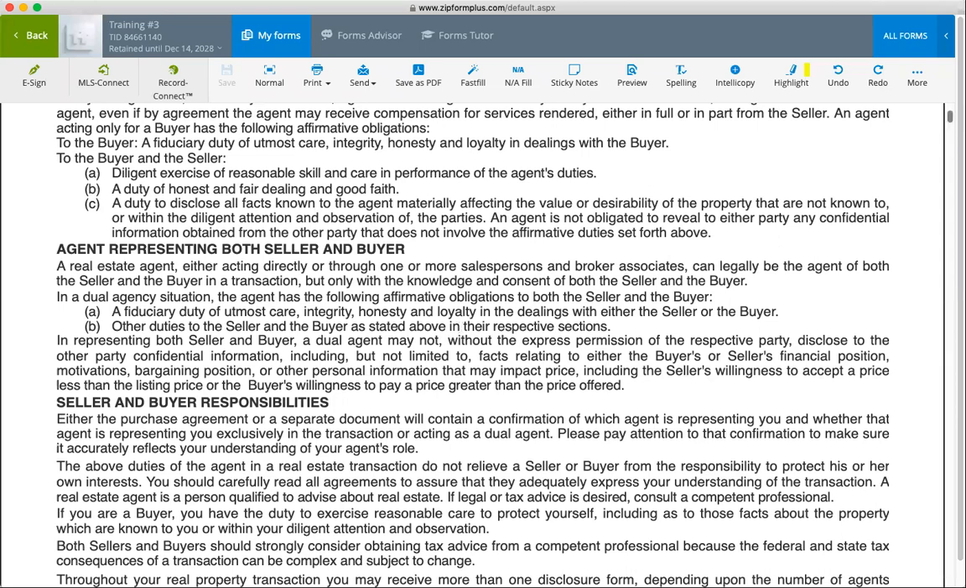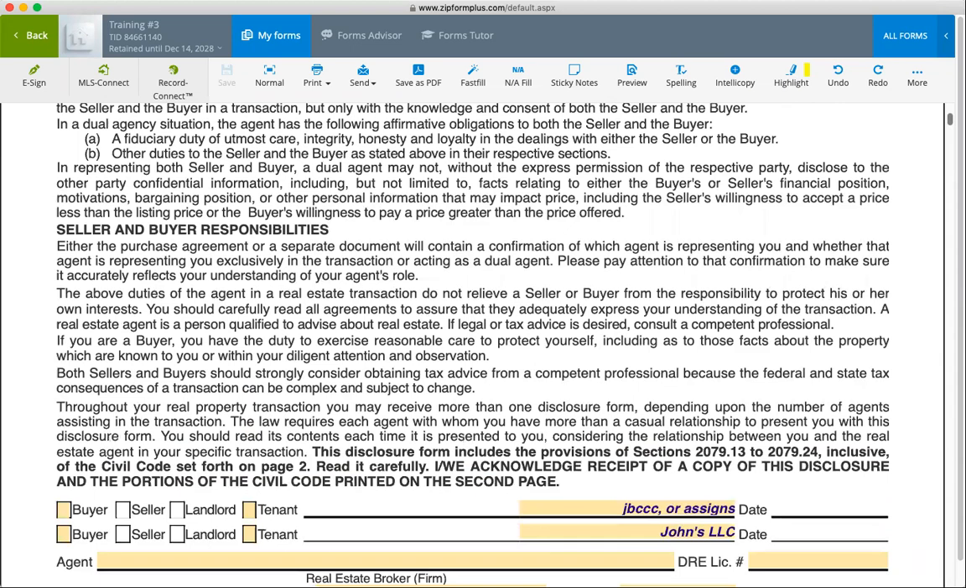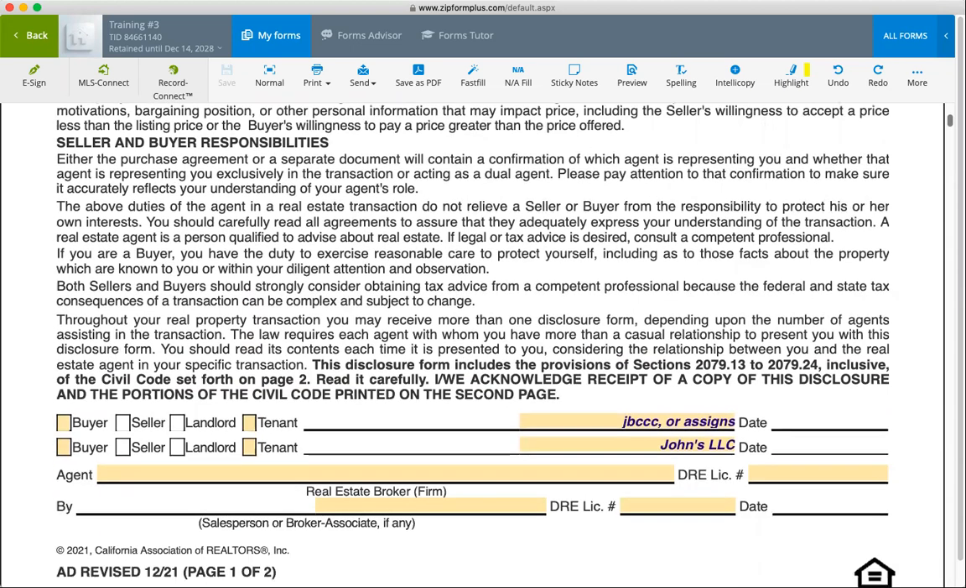These are the different forms of agency we can have with buyers and sellers. And then the seller and buyer have certain responsibilities of their own. We ask you to read this form carefully and then sign once you've understood it. Ask any questions you have, go ahead and sign it.